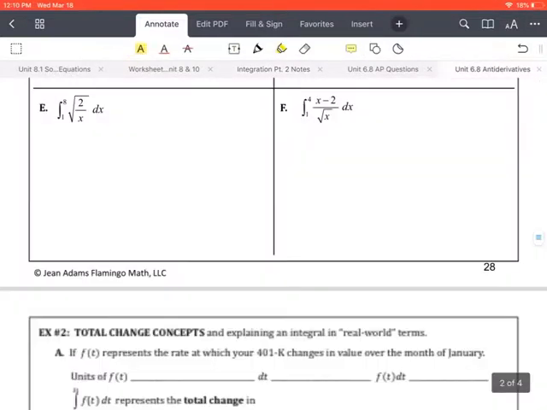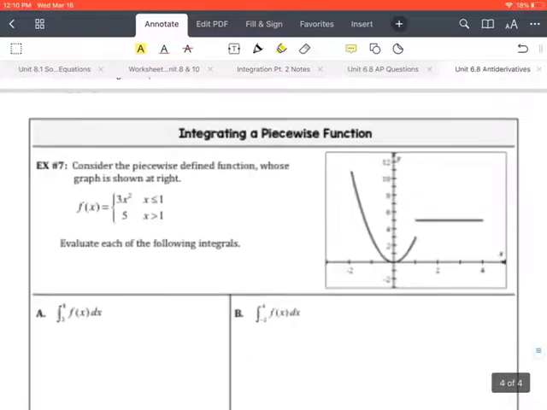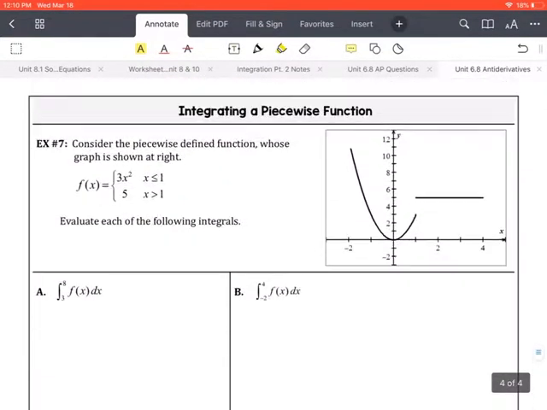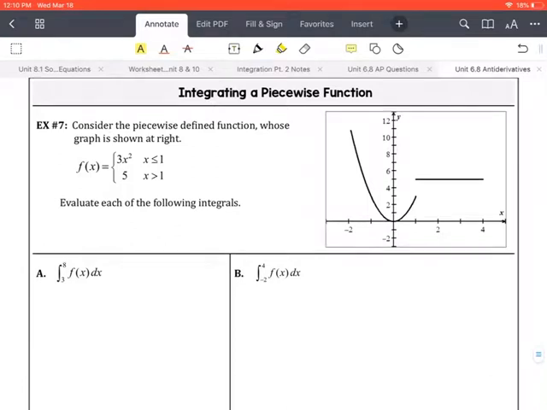Okay, flip to page 32. We'll come back to these applications in a little bit. Page 32, we're going to practice integrating a piecewise function. I'm going to introduce how you do this on your graphing calculators, and then we'll do applications of vocabulary.